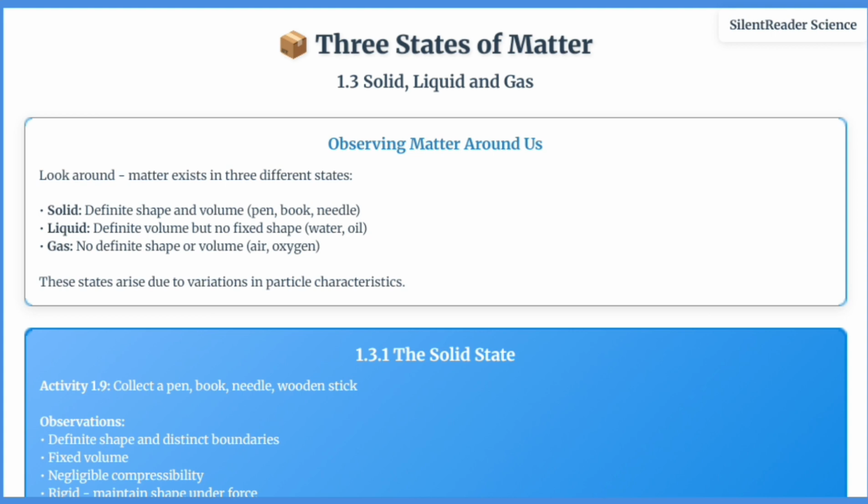These different states arise because of differences in how strongly particles are attracted to each other and how much they can move. In solids, particles are closely packed with strong attraction. In liquids, particles are less ordered with medium attraction. In gases, particles are far apart with weak attraction.